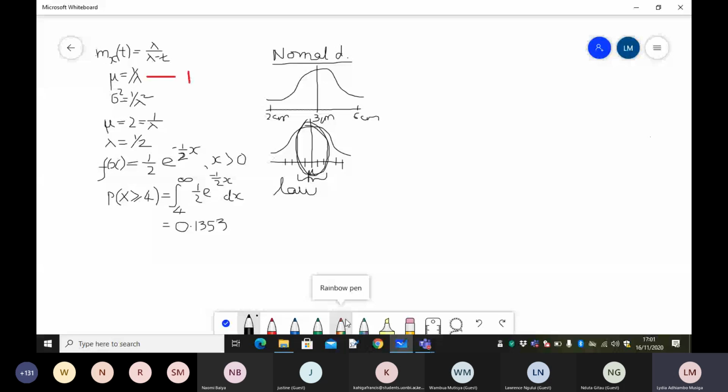So if you want to draw a better diagram, our normal curve can look like this, and this is mu. On the vertical axis we have our PDF, f of x, and on the horizontal axis we have the x values. So the area under the normal curve is one.